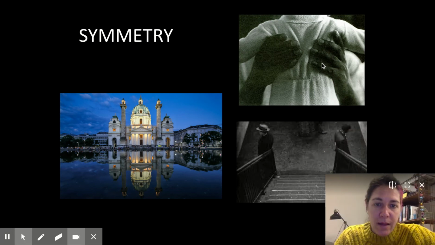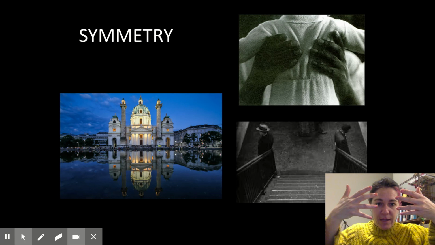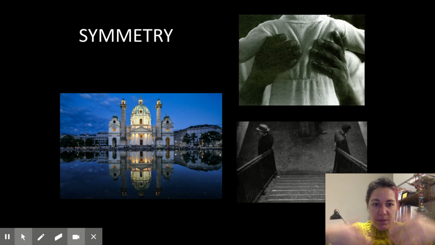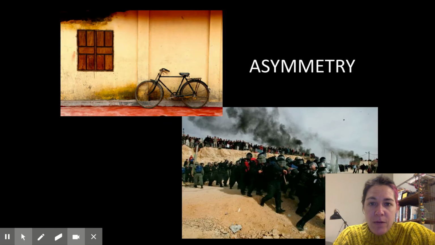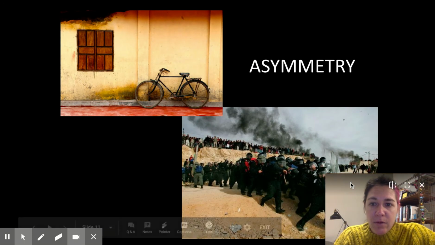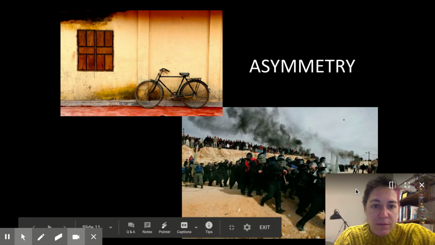And with the top picture, the hands holding the baby, you've got a hand on both sides, a mirror image of each other. That's symmetry. As opposed to asymmetry, which is right here.